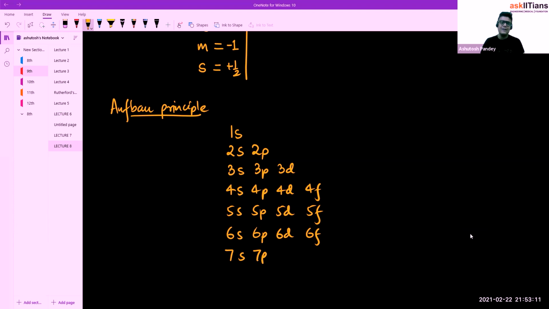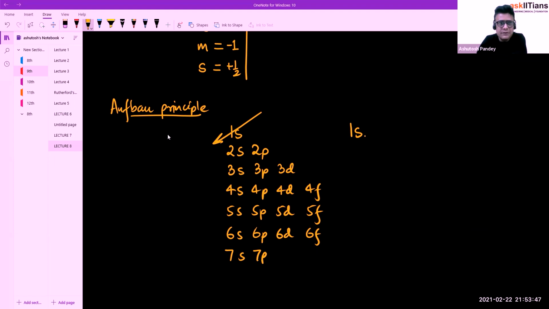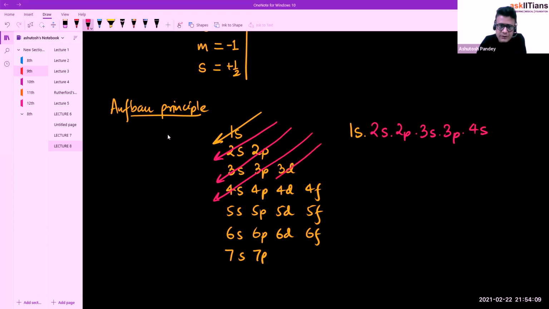Now we are going to decide which subshell will have higher energy and which will have lower energy by this Aufbau principle. So we are going to do it like this. We cancel these, write 1s, and then after 1s we have 2s, then 2p and then 3s, then 3p and then 4s like this. Then 3d, 4p, 5s like this.